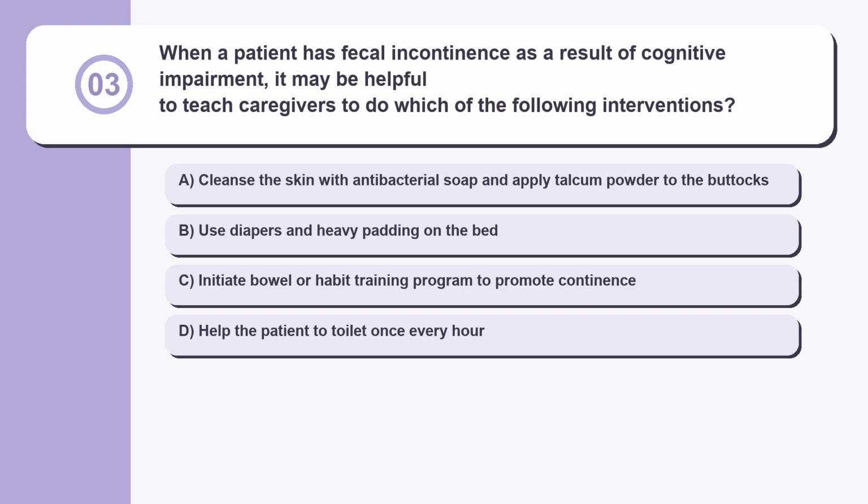Question 3. When a patient has fecal incontinence as a result of cognitive impairment, it may be helpful to teach caregivers to do which of the following interventions? Cleanse the skin with antibacterial soap and apply talcum powder to the buttocks. Use diapers and heavy padding on the bed. Initiate bowel or habit training program to promote continence. Help the patient to toilet once every hour.